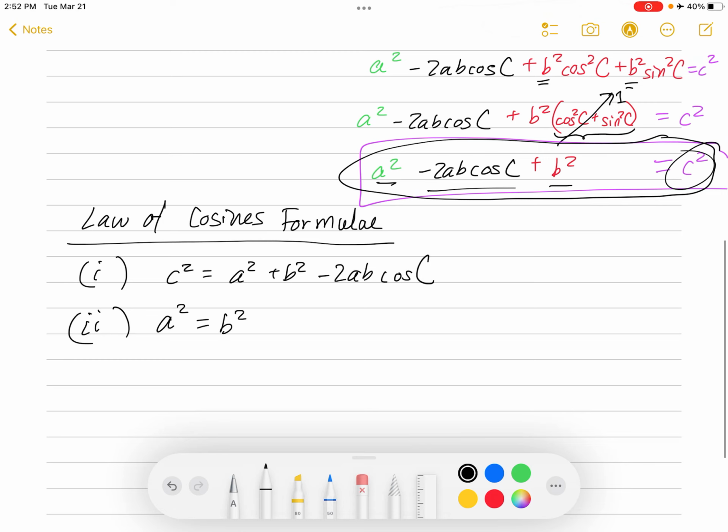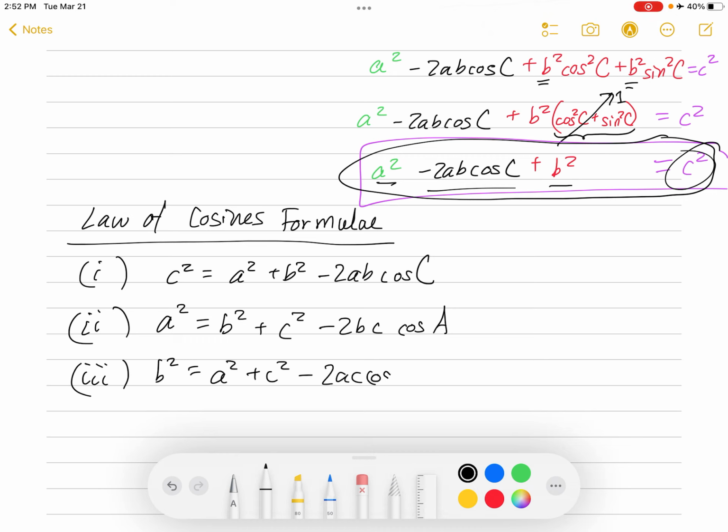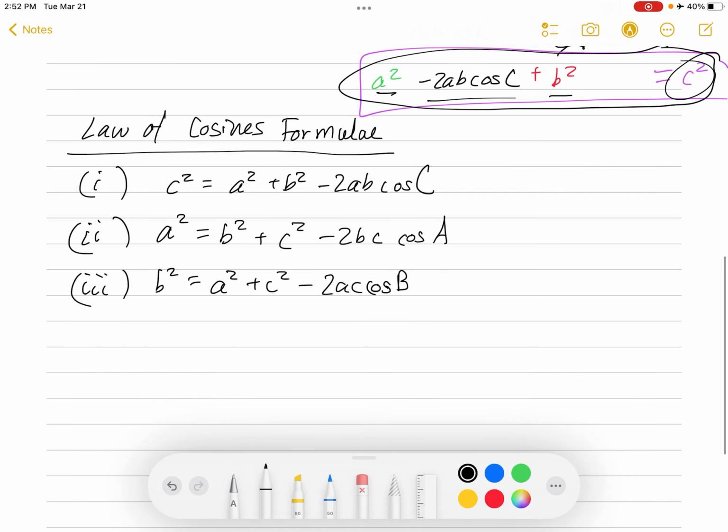Now another version of this is if we have a squared by itself on the left, that would be b squared plus c squared minus 2bc cosine of A. And our third version would be if we have the b squared by itself, that's going to be a squared plus c squared minus 2ac cosine of B. So notice here, when you have b squared by itself, on the other side you have the cosine of big B. So when you have b squared by itself on one side, you have the cosine of big B on the opposite side, then you have little a squared, little c squared added, and then 2 times little a and little c there.